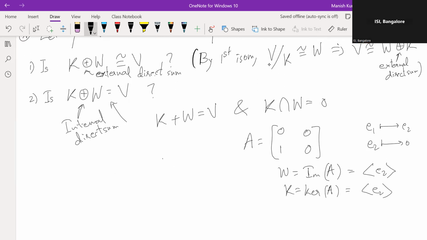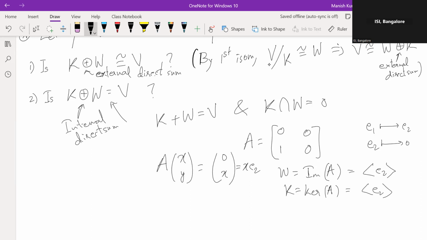So how is this image W here? A times (X, Y), if you consider, what do you get? It is (0, X), right? If you multiply the first row, you get 0. And if you multiply the second, you get X, right? Which of course is X times E2.